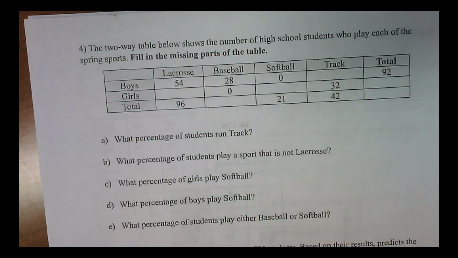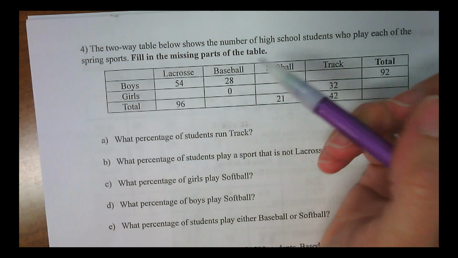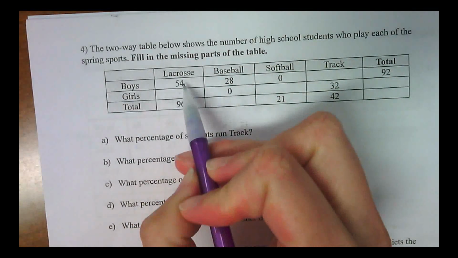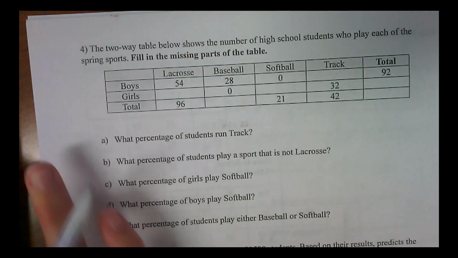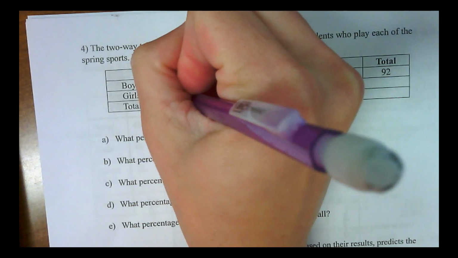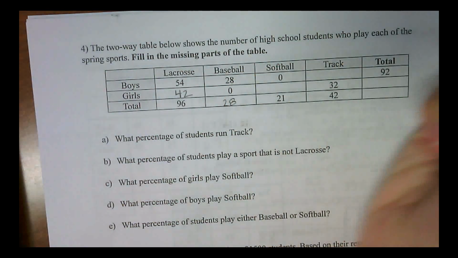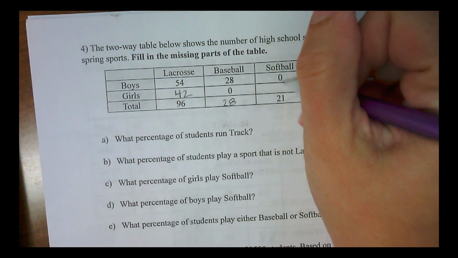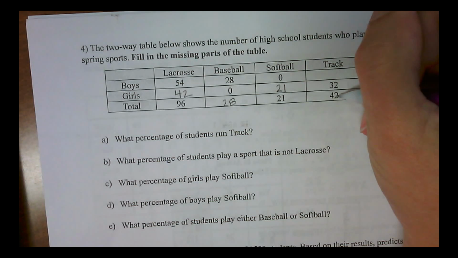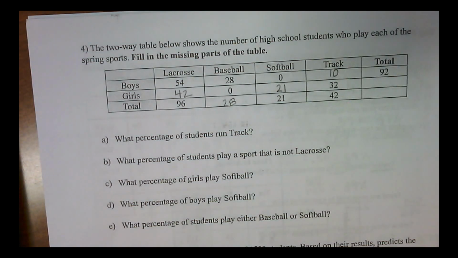All right, so when we're filling in this table, we have to see where we have one piece of information missing. So for this one, we have the total and we have boys, so we're going to subtract boys from the total. So 96 minus 54 gives us 42. Here we just need to add the 28 and the 0. Here there's no boys under softball, so 21 girls. And here we have the total minus the girls would leave us with 10 boys for track.